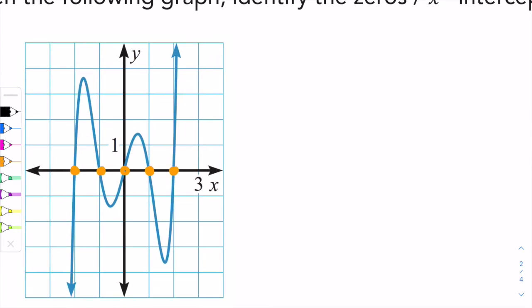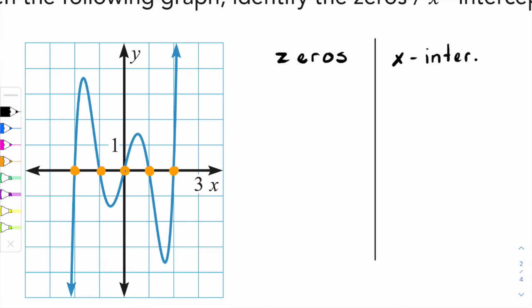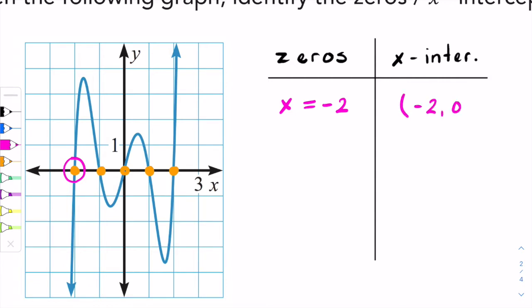If I was to make a table of values, I have my zeros, and then I'm just going to compare what my zeros look like versus my x-intercepts. They are the same point, but you write them differently. So zeros you identify by the exact number. So this one here is at x equals -2. But if you were to write that as an x-intercept, you would write that as (-2, 0). X-intercepts are actual points on the graph.